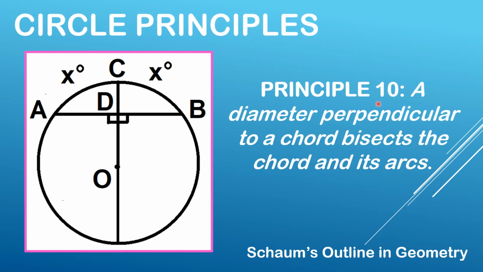Principle 10. A diameter perpendicular to a chord bisects the chord and its arcs. So if this is a diameter which is perpendicular to this chord, then it must imply that it also bisects that chord. So line segment AD is congruent to line segment BD, and furthermore, it bisects the arc ACB, so that arc AC is congruent to arc CB.